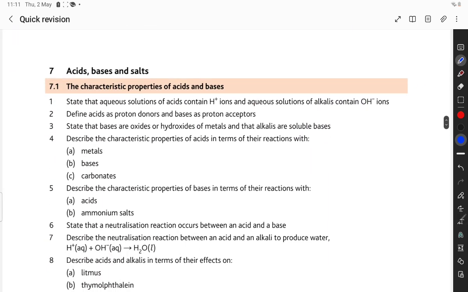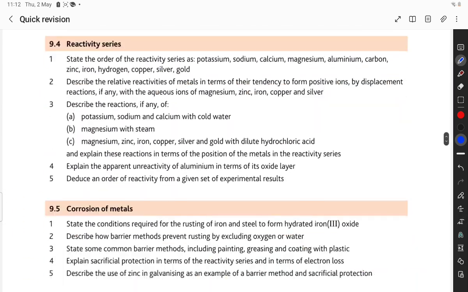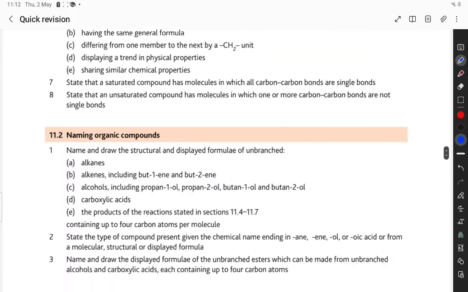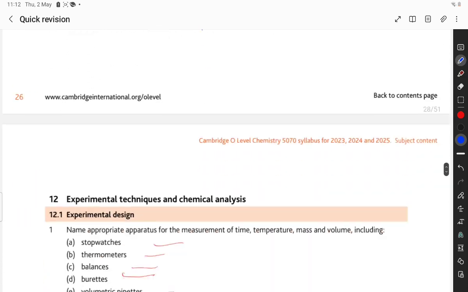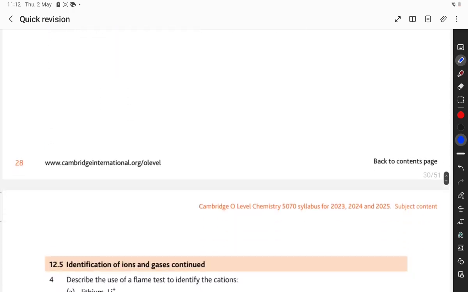Next most important topic is acids, bases and salts. We have how many topics left? 9, 10, fertilizers, organic chemistry, and experimental techniques, separation.